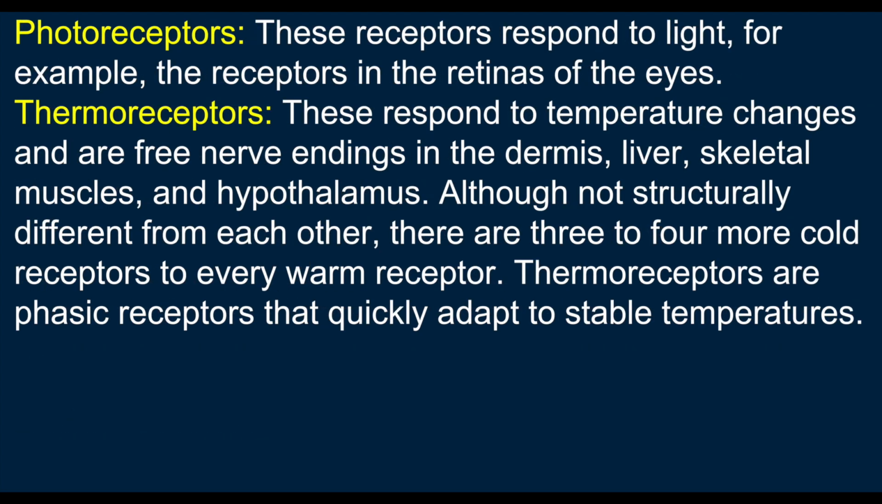Photoreceptors. Photoreceptors respond to light, for example, the receptors in the retinas of the eye. Thermoreceptors. Thermoreceptors respond to temperature changes and are free nerve endings in the dermis, liver, skeletal muscles, and hypothalamus. Although not structurally different from each other, there are 3 to 4 times more cold receptors than warm receptors. Thermoreceptors are phasic receptors that quickly adapt to stable temperature.